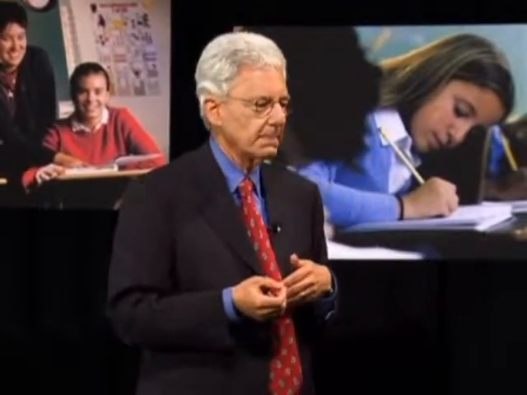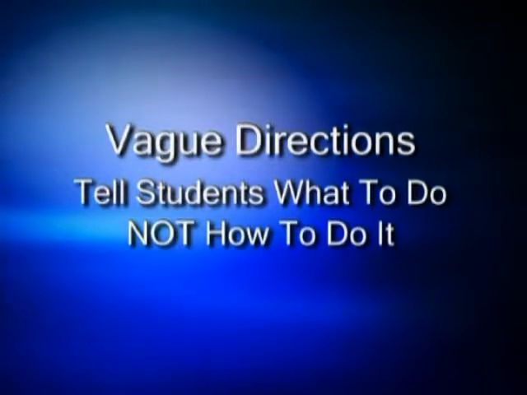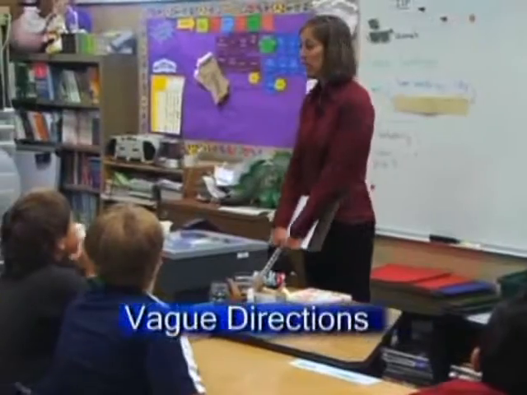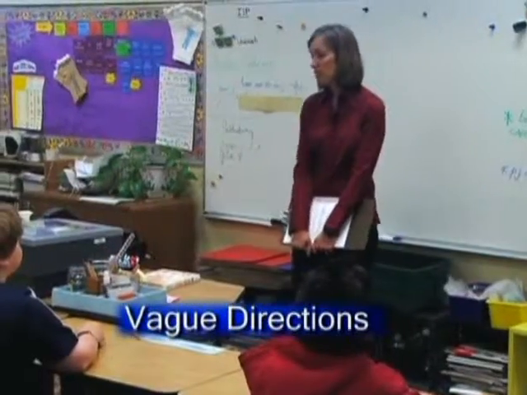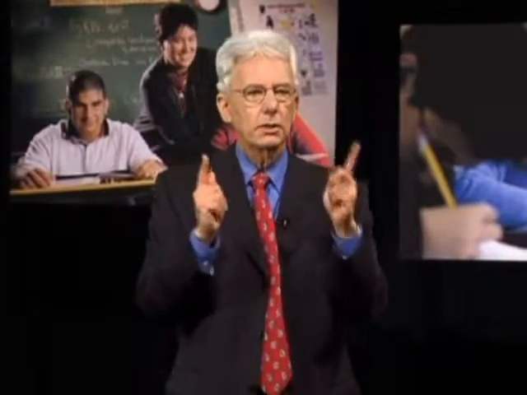Here's what we've learned. Ineffective teachers give what I call vague directions. Vague directions are unclear, non-specific. They tell the students what to do, but they don't tell them how to do it. I need you all to pay attention. I need everyone to go back to their regular seats. Those are vague because it told them what to do, not how to do it.